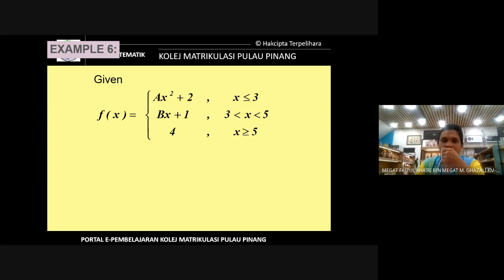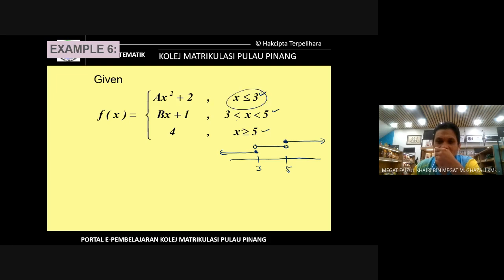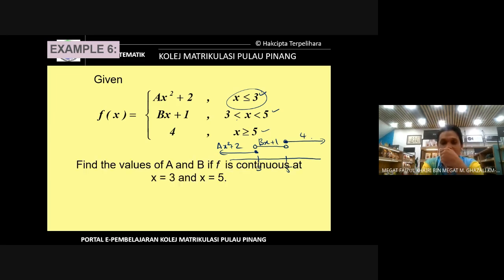Okay, so now class, we have 3 domains here, 1, 2, and 3. If I make a number line here, with 3 and 5: x less than or equal to 3, x in between 3 until 5, and x greater than or equal to 5. For x less than or equal to 3, it is ax squared plus 2. For the middle, bx plus 1, and here equal to 4. So what is the question here now? Find the values of a and b if f is continuous at x equal to 3 and x equal to 5.